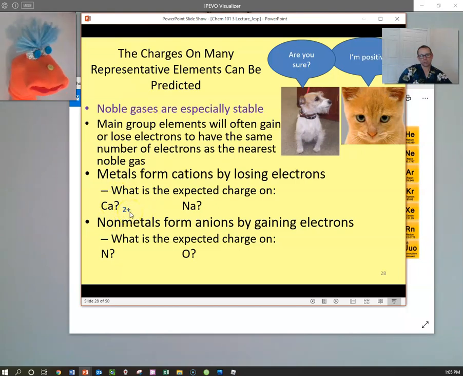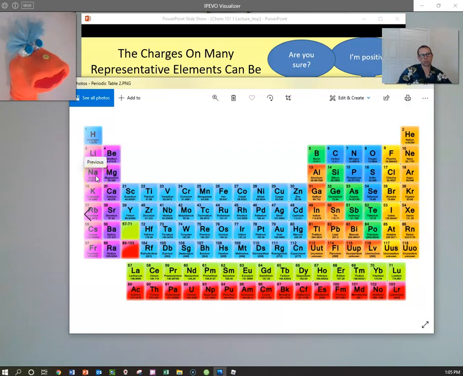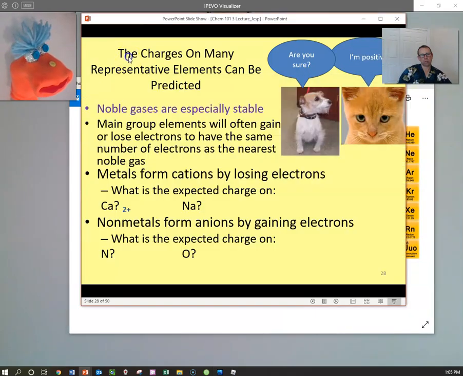Does that make sense? Yeah, and so sodium was just, let's see the periodic table again. Sodium is just going to be a plus 1 because it wants to give up 1 electron. That's right. Excellent.